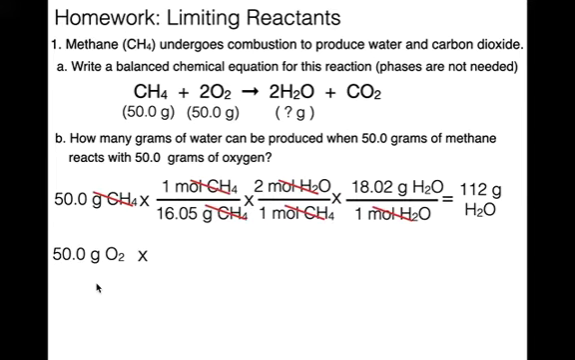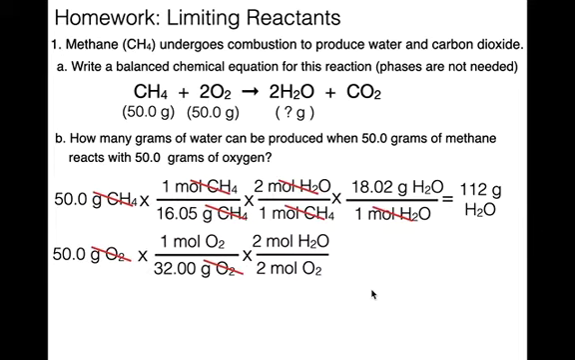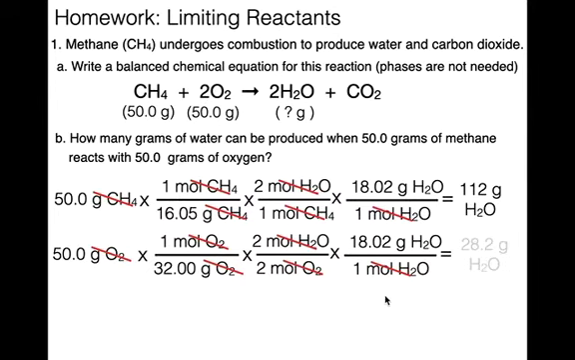So 50 grams of oxygen converted to moles, using our mole ratio from the balanced chemical equation. So the 50 grams of oxygen is able to make 28.2 grams of water. Let me make sure that you follow what's going on here. We have enough methane to make 112 grams of water. We have enough oxygen to make 28.2 grams of water. So the question is, well, how much do we make? Well, the answer is the 28.2 grams of water is how much is produced.